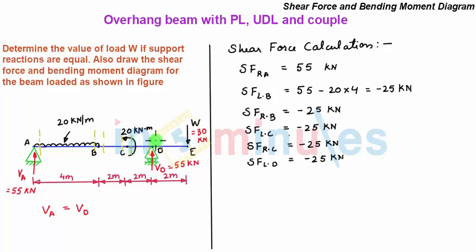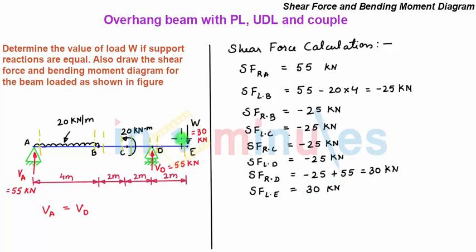Now taking a section towards right of D and very near to it, the shear force towards right of D is equal to, as you move from this section to this section, there is the addition of upward reaction force VD whose magnitude is 55 kilonewton. So we have minus 25 kilonewton, which was the shear force to the left, plus 55 kilonewton. The value comes out to be 30 kilonewton. Then by taking a section towards left of E and very near to it, shear force towards left of E is again plus 30 kilonewton, since there is no force between these two sections.